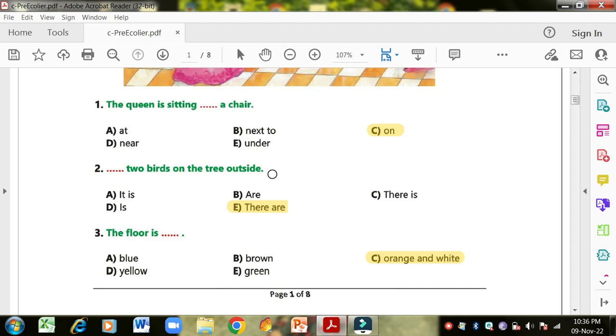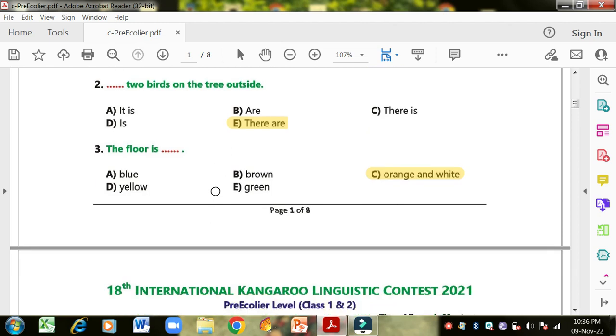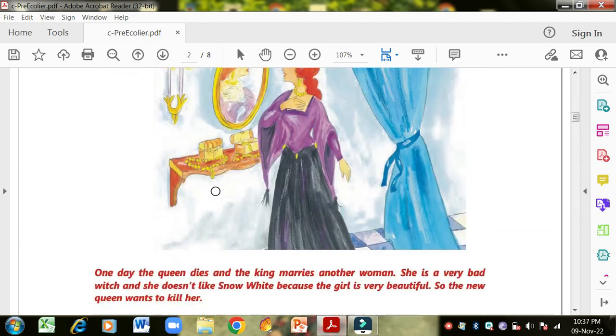Okay, you can write it on your booklet, but on the answer sheet you are not allowed to write anything. There will be circles over there and you have to color the circle, and inshallah I will tell you that also when you come to school. Okay, now let's move forward. The second picture, the second page.